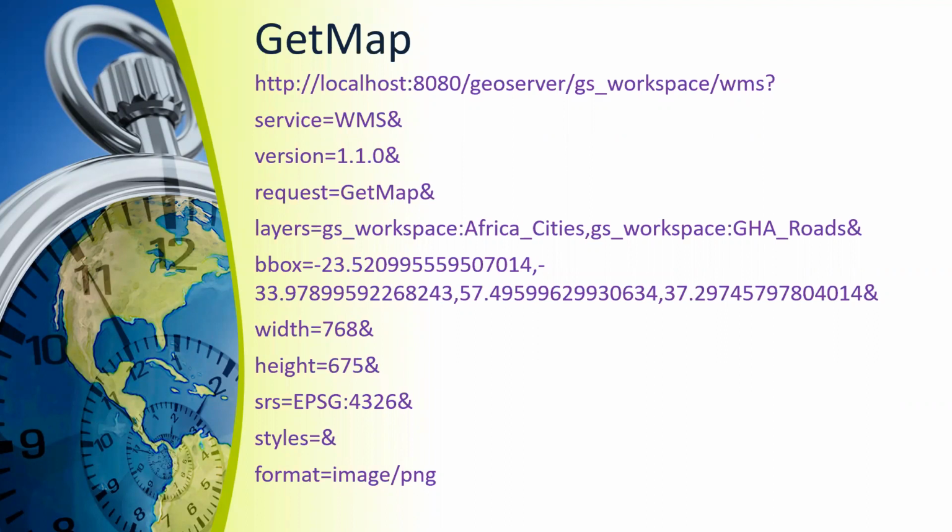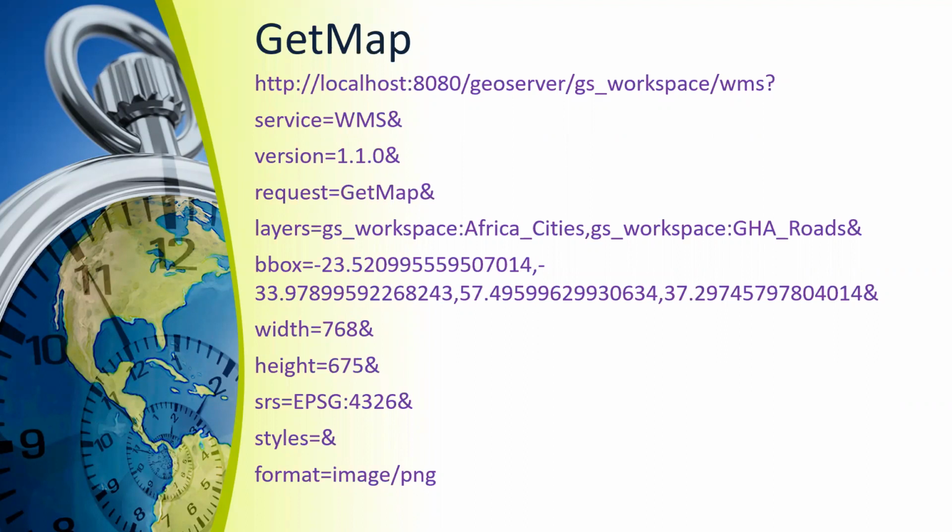So the first line is the URL to our GeoServer, and you notice that in this case we have the JGS_workspace. Then we have the WMS request. The WMS has a question mark, so that is the request that we are making. And then we have the service. The service is WMS, since you're working with the parent request, which is the WMS. Then we have the version. In this case, the version that we are using is version 1.1.0. Then we have the request. The type of request in this case is the GetMap.